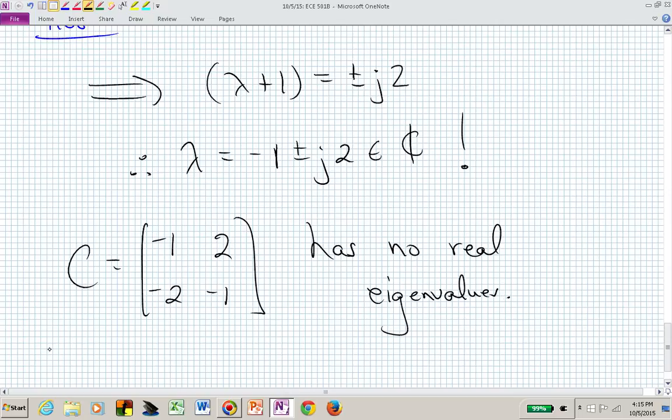And I hope that what that's telling you for a fact now is if you're dealing with a 2 by 2 matrix, it may not have real eigenvalues. You may not be able to find real eigenvalues for a 2 by 2 matrix.